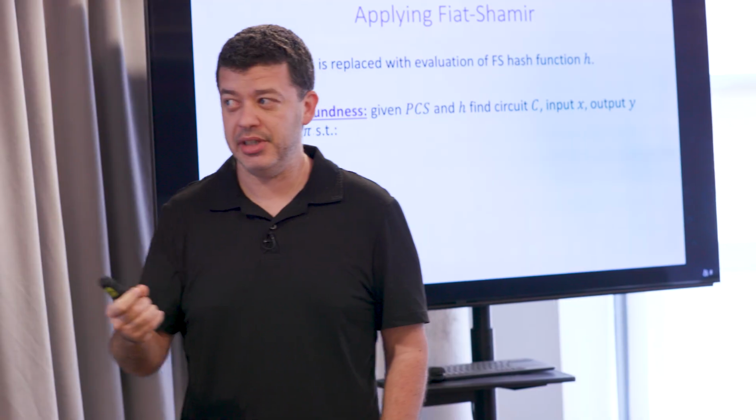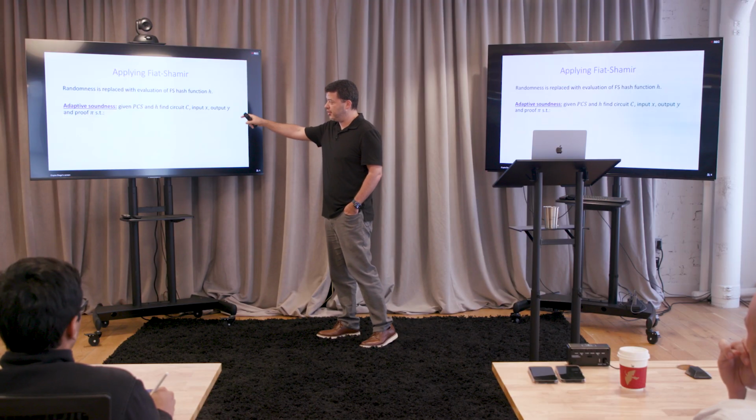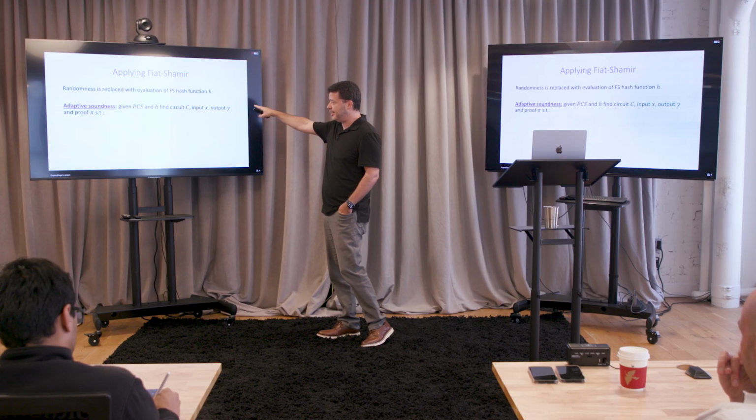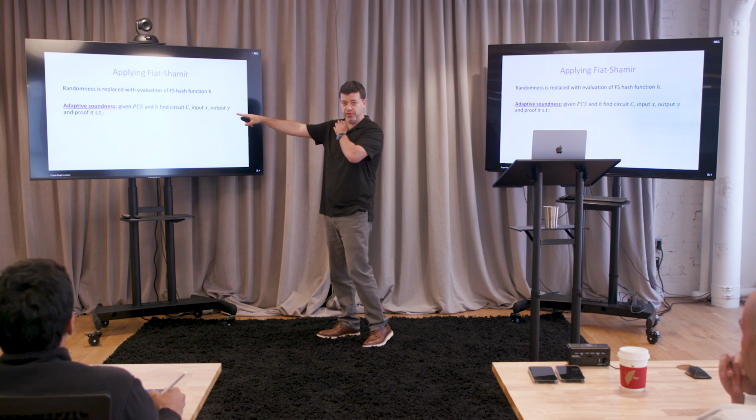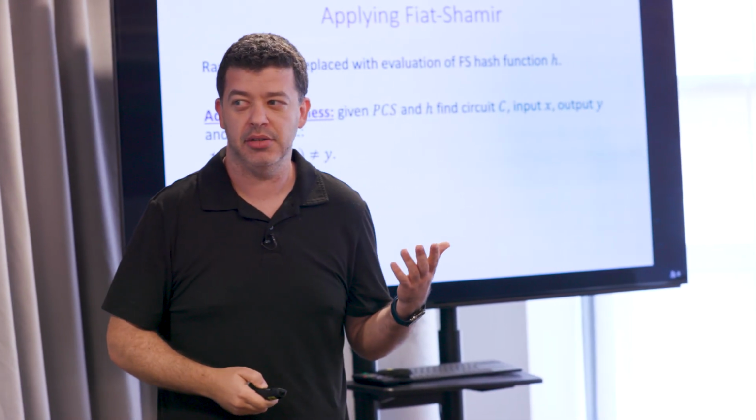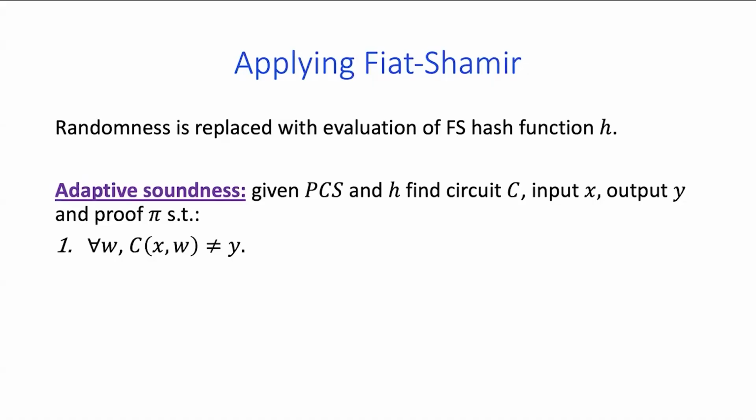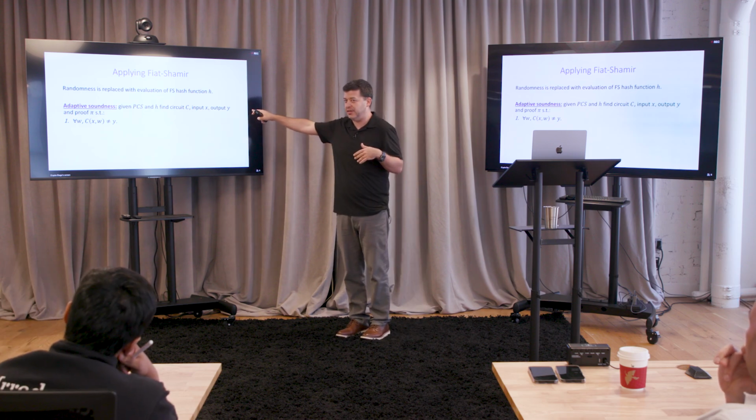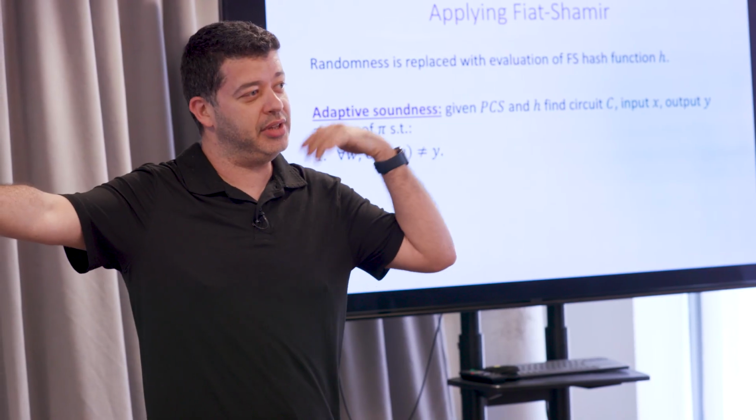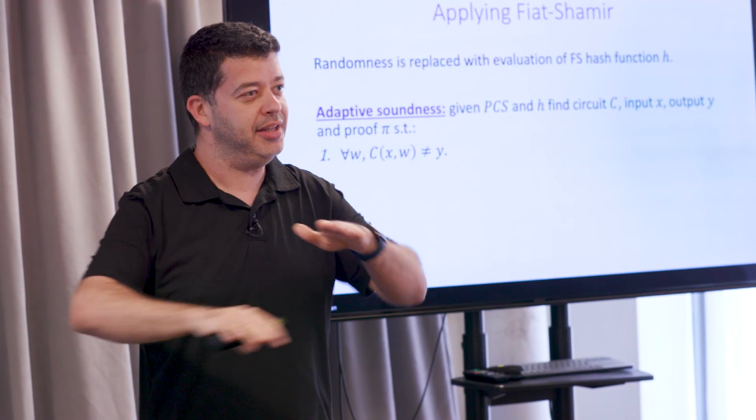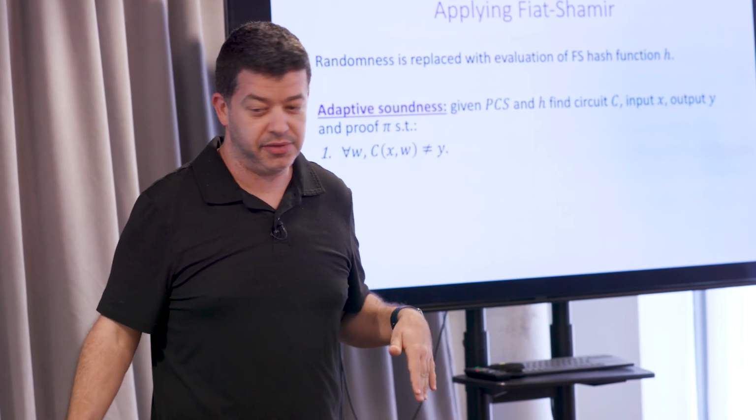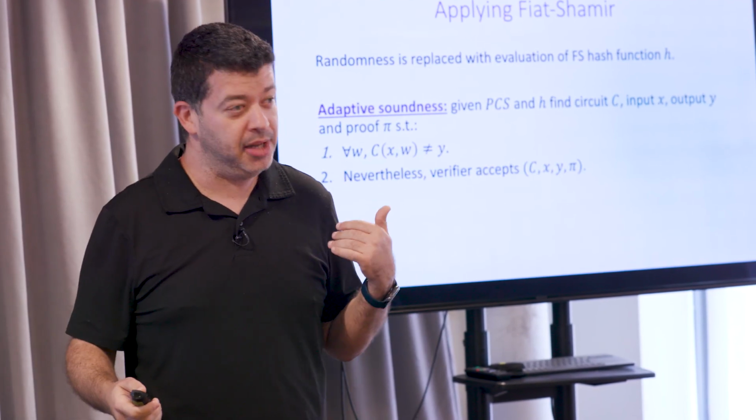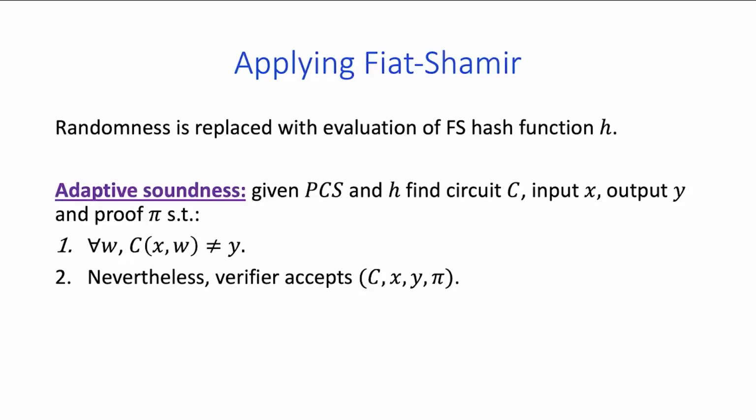In order to violate soundness, I would need, as a cheating prover, to find a circuit C, an input X, an output Y, and the proof pi, so that two things happen. First of all, this is a false statement, in the sense that this circuit on input X will never, ever, ever output Y. If I'm claiming that for my circuit C there exists some witness W so that on input X it will output Y, this statement is false. Second of all, despite it being false, I can make my verifier accept.